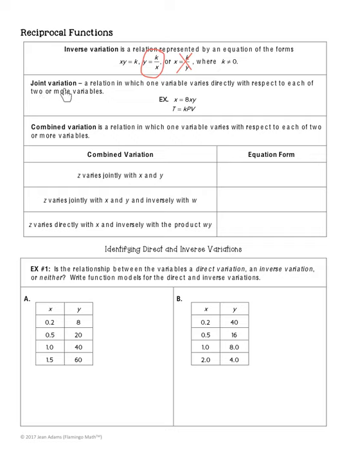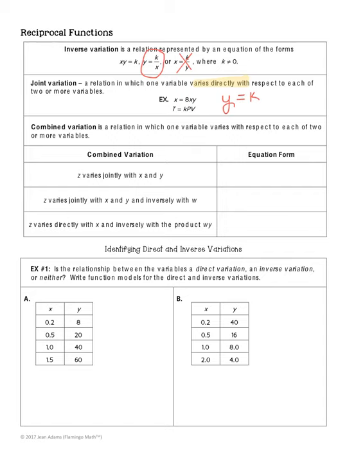Then we're going to look at something called joint variation, and it's a relation where one variable varies directly with respect to two or more. So direct variation is just a form, and you might want to highlight that. It's just a form of direct variation. What does that look like? Typically, it's going to be y varies, and then you're going to have the constant of variation on the right.